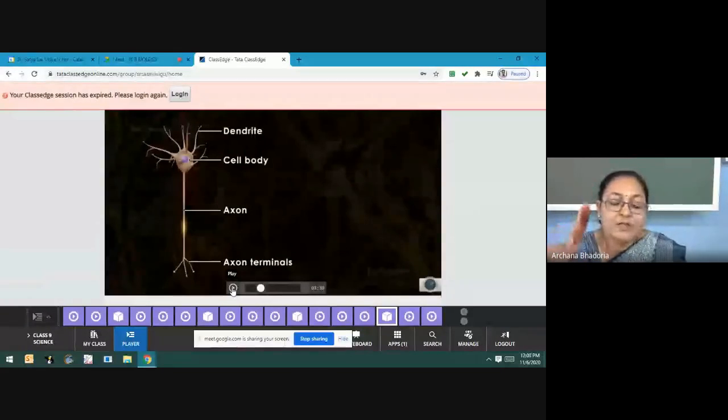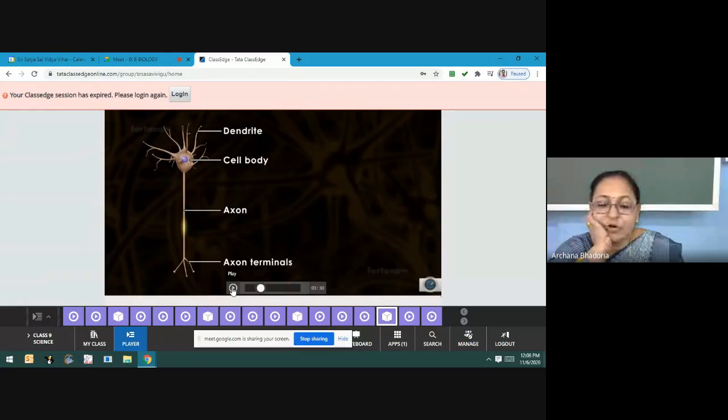Okay, so write down: it consists of following parts. Number 1, cell body. ऑब्लिक करके लिखो साइटोन, CYTON. The cell body is also called cyton, C-Y-T-O-N, cyton.